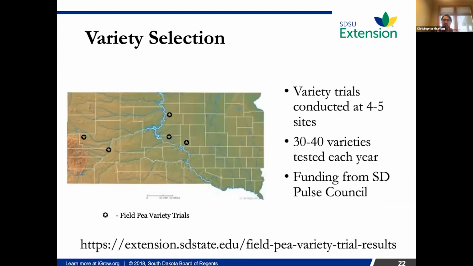And now last, I'm just going to close. So we do a lot of variety testing, and on the extension website, we post all of our results. And typically every year we have maybe 3 to 5 different sites. This is funded by the Pulse Council, and so it's a really great program. 30 to 40 varieties are tested. And so, we get maybe 4 or 5 different companies that usually submit seeds. And so I think it's a great resource for growers. And again, it's at extension.sdstate.edu. You can just Google SDSU field pea variety trials, and that will bring it up as well.